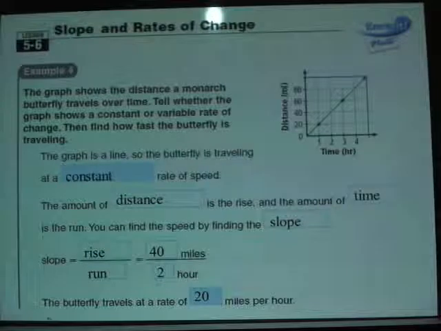All right, let's go ahead and take a look at number 4. It says the graph shows the distance a monarch butterfly travels over time. Tell whether the graph shows a constant or variable rate of change. Then we're supposed to find how fast the butterfly is traveling here.